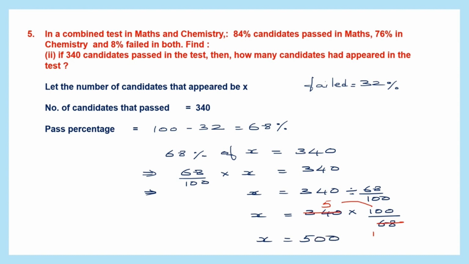And what is x? X is the number of candidates that appeared. So let's write the answer here. 500 is our answer. This is the number of candidates that appeared.